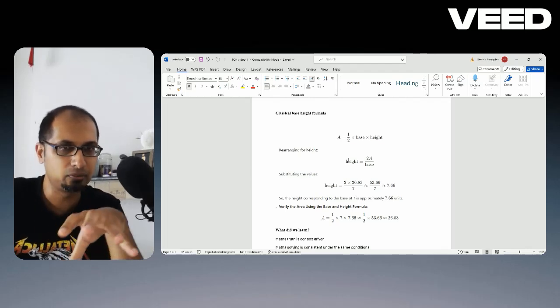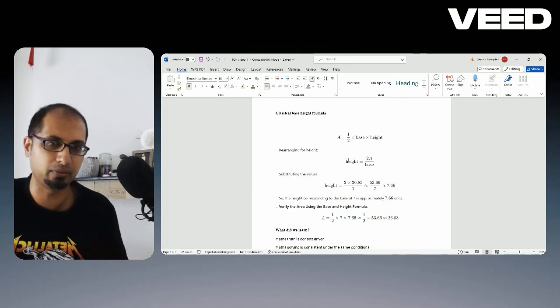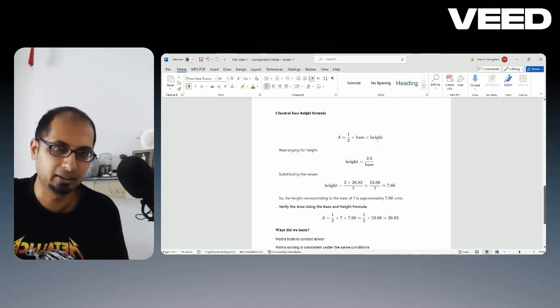So if we rearrange that equation so that we can work out the height, I'll need to move the divide by 2 there. It becomes times 2, so 2A, and then you move the base to the other side, which becomes divide by base. So you send the 2, which becomes 2 times A, and you send the times base, which becomes divide by base. You end up getting that equation.